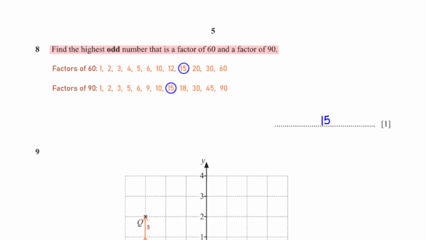Find the highest odd number that is a factor of 60 and a factor of 90. First, we list out the factors of 60 and 90. From the list, we see that the highest odd number common in both factors is 15.